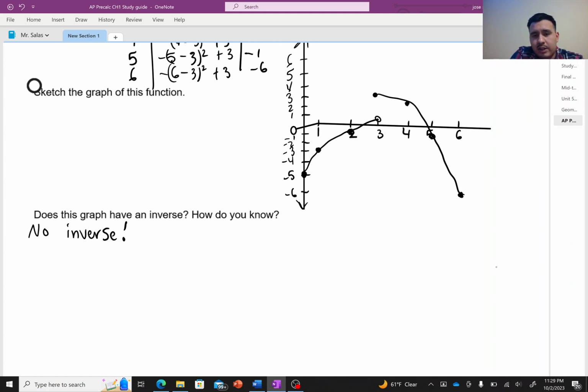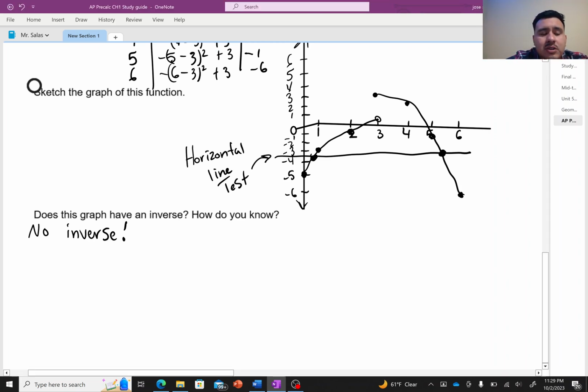So I'm going to go ahead and create a straight line right here. Oh, now it doesn't want to create an automatic straight line. So let's see. I'm going to do this right here. Nope. Okay, whatever. So this line has a point there and a point here. I'm just going to write horizontal line test, so that way you know what we're talking about. So if it fails, no inverse.